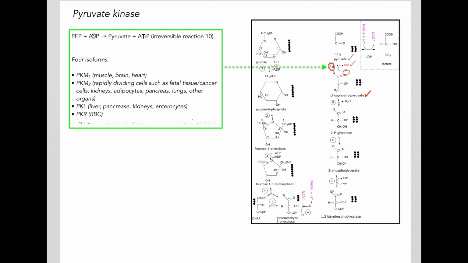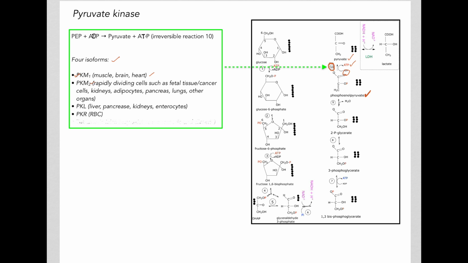There are several different isoforms or types of pyruvate kinases present in our body. Pyruvate kinase M1, for example, is found predominantly in muscle, brain, and heart.